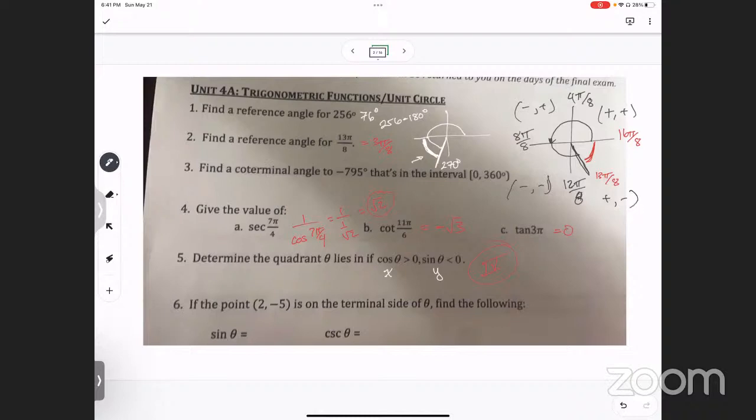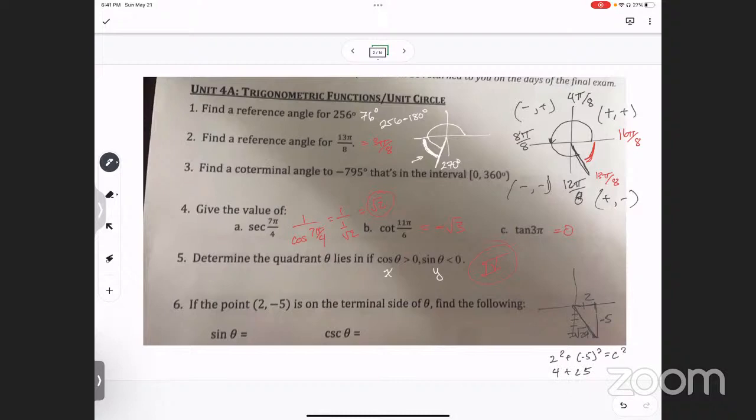Makes sense. Okay. If that point is on the terminal side of theta, find the following. So this is where you would draw it. You would draw it out. 1, 2, 1, 2, 3, 4, 5. So there's your point. So this distance is 2. This distance is negative 5. So 2 squared plus negative 5 squared equals c squared, right? Pythagorean theorem. 4 plus 25. So this is 29, root 29.